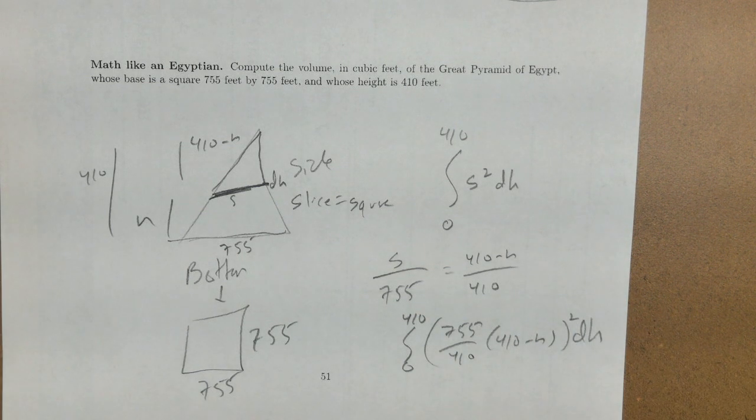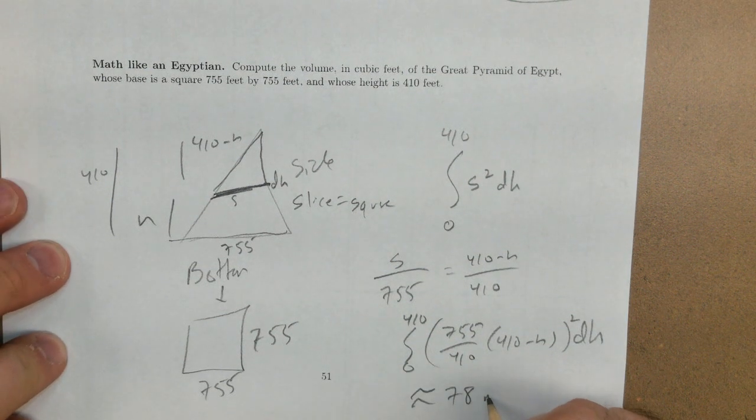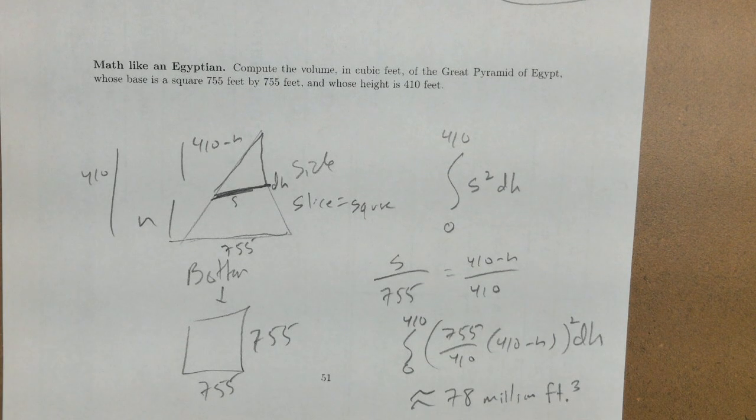And we can use a calculator, we can use whatever we need to for that, and we'll go ahead and get that number. That number is approximately 78 million cubic feet. It's pretty big.